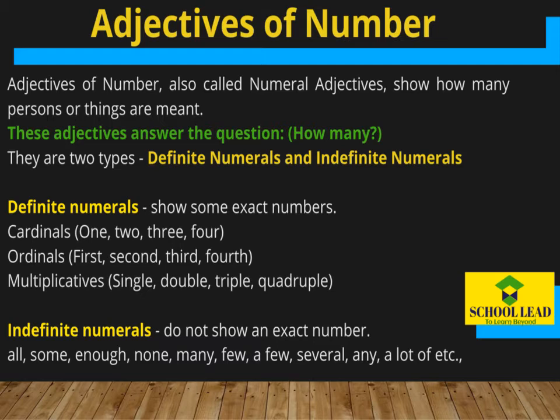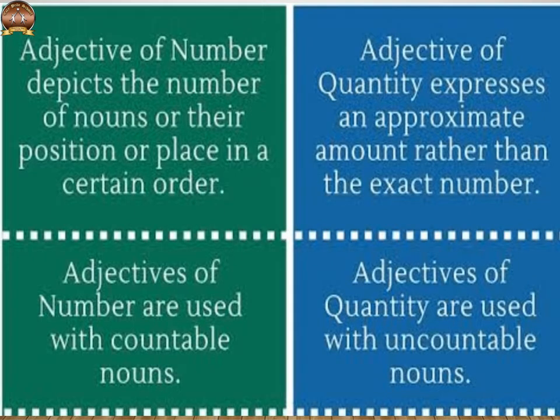Okay, and indefinite numerals are also an example of adjectives of quantity. They are used as adjectives of quantity as well. So how do we differentiate when all, some, enough, none are number and when they are quantity? They are the same words, right? Whenever they are used with countable nouns, they are adjectives of number, and when they are used with uncountable nouns, they are adjectives of quantity. This is the main thing, the major point that you have to remember, dear children. Whenever you see those words which do not give the exact definite number used with countable nouns, they are adjectives of number. For example, some, all. But when they come with uncountable nouns, they are called adjectives of quantity.